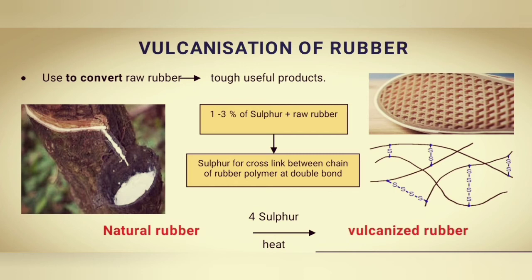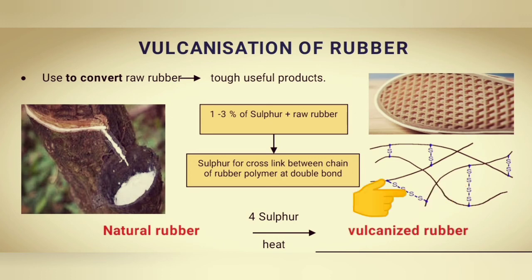Vulcanization of rubber. Vulcanization is a manufacturing process discovered by Charles Goodyear to convert raw rubber into a tough, useful product. In this process, 1 to 3% by weight of sulfur is added to raw rubber and the mixture is heated carefully. Sulfur atoms form cross-links between adjacent chains of rubber polymer at the carbon-carbon double bond. The number of sulfur atoms in the cross-links is usually 1 to 4.